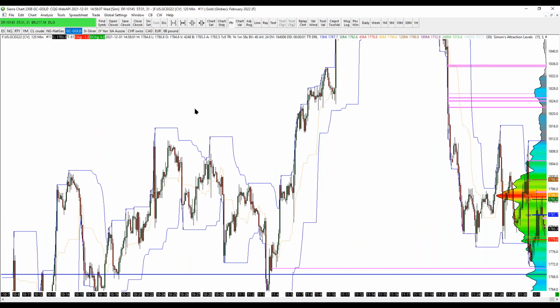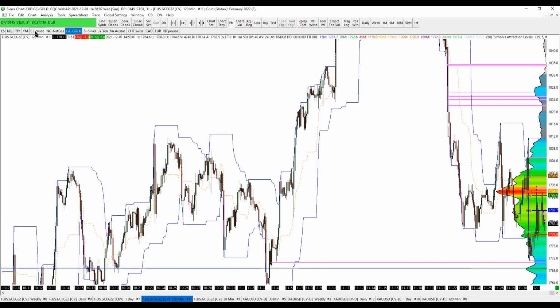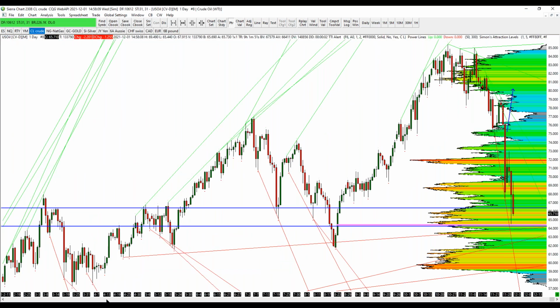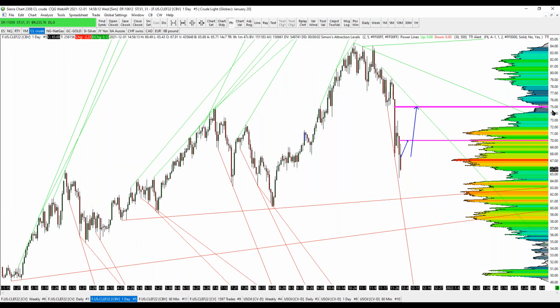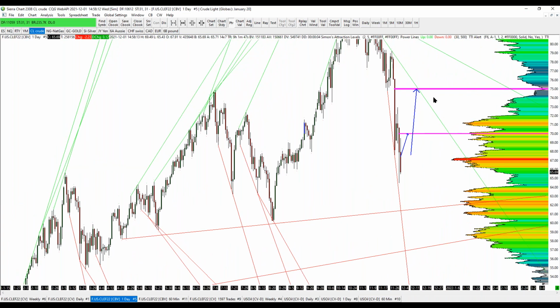So gold, same thing. And if I go back to the crude, let's see the 75. You see 75 attraction, it remains there, meaning crude is going to 75. I just need to find a proper entry point.